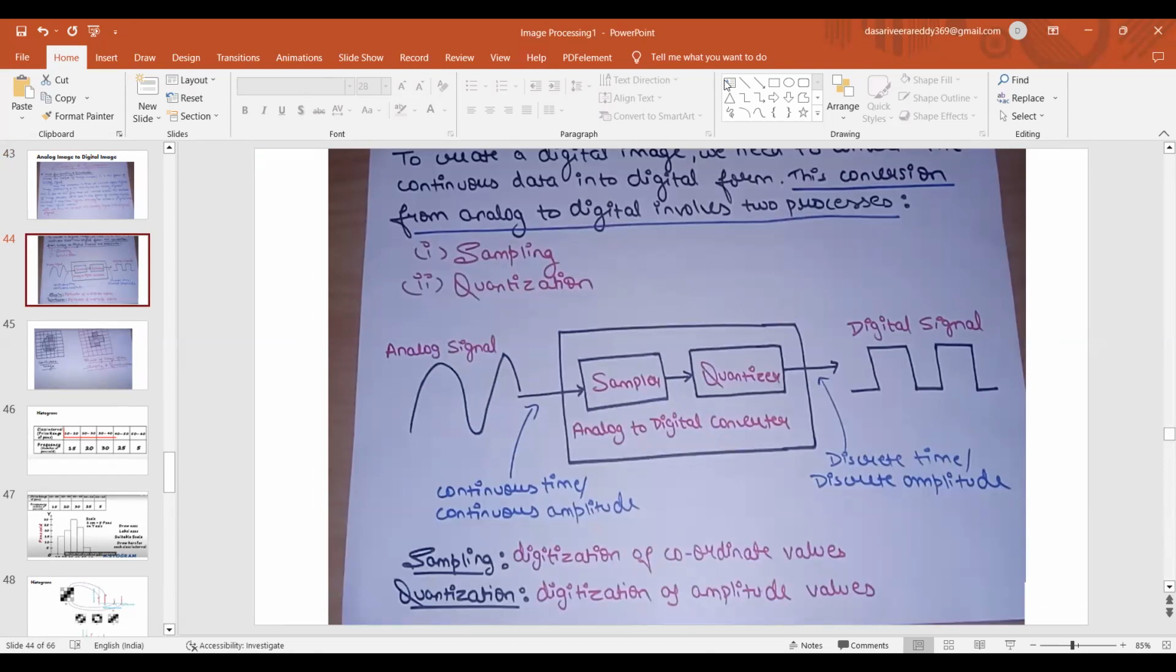Who can see the transcript? Participants enabled. Okay.